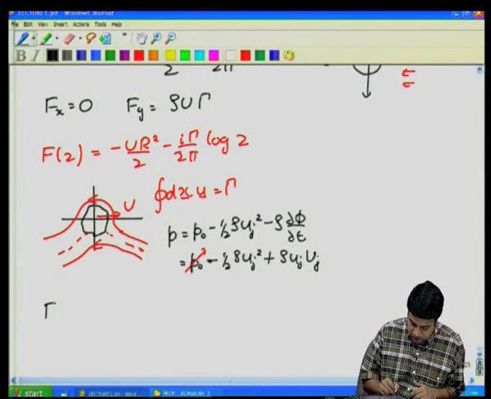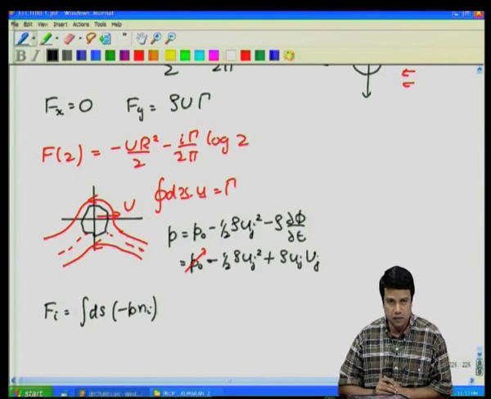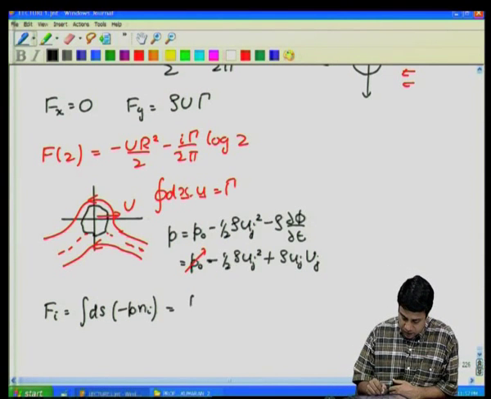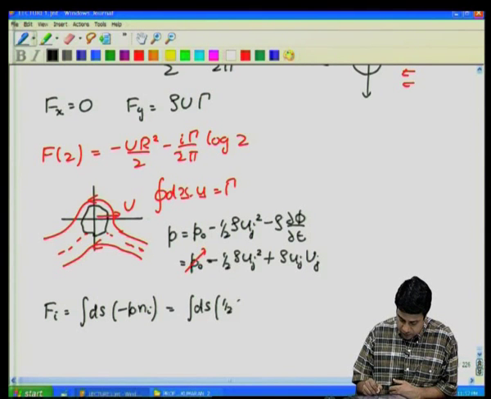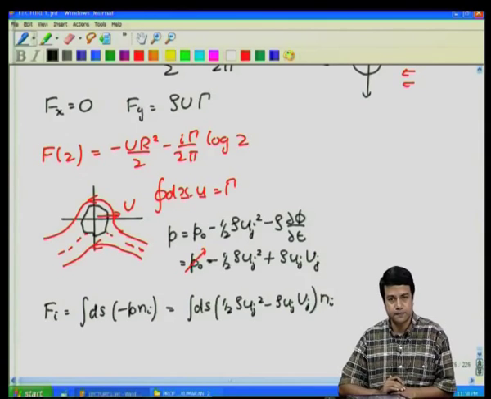Therefore, the force F_i is equal to the integral over the surface of minus P times the unit normal. So, this is equal to the integral ds of half rho u_j squared minus rho u_j times capital U_j, times the unit normal.